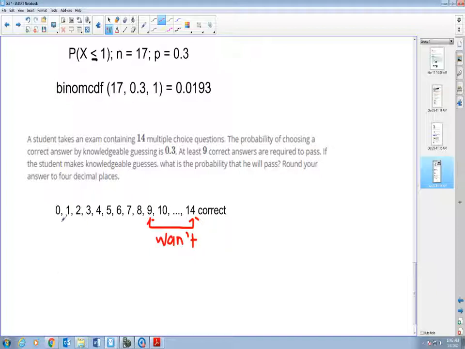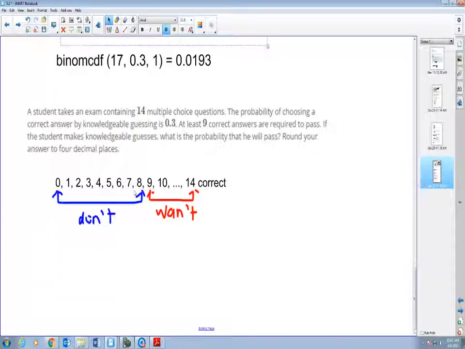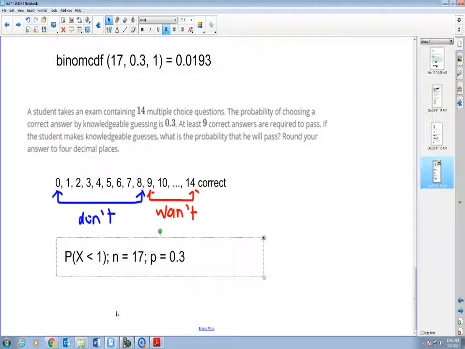So if I find the probability from 0 over to 14, that's going to be 100% using CDF. So what I can do to figure out what I wanted is take my number 1, which is the whole thing, minus what I don't want, which is up to 8. Alright, so this problem, what I want is greater than or equal to 9. And I got 14 problems.